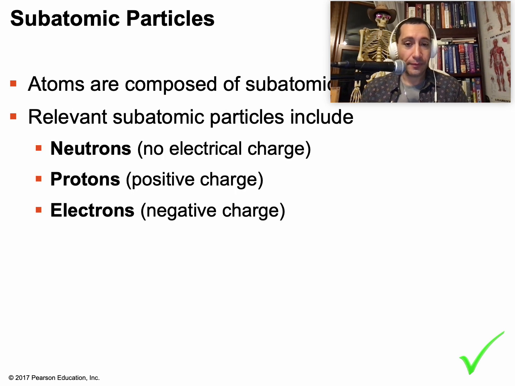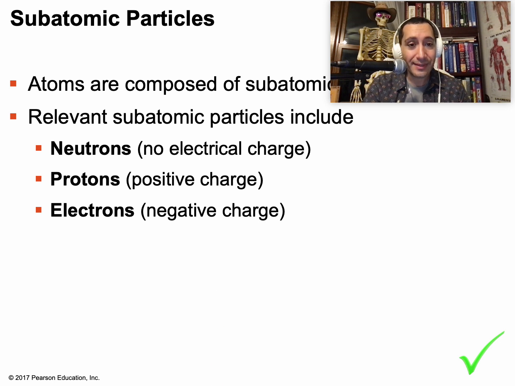Atoms can be further broken down into subatomic units called protons, neutrons, and electrons. And you'll always find them in the same places in an atom. So let's say, for example, we're looking at oxygen. I know that oxygen has 8 protons, and we'll show you this later on a periodic table.